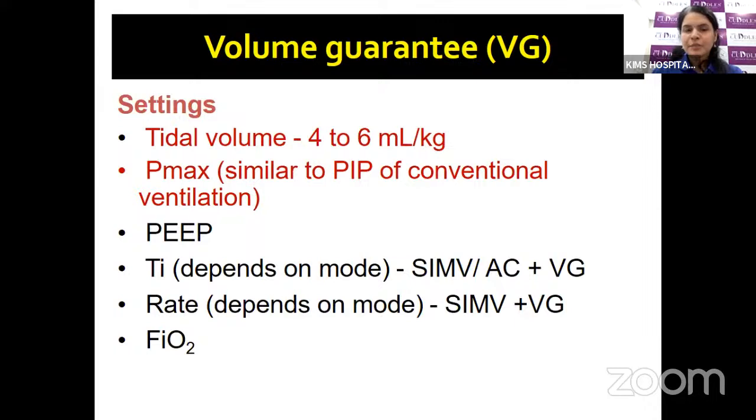Now, some practical tips for using volume guarantee mode of ventilation. Try to target a tidal volume which is between 4 to 6 ml per kg. Although physiologically we say that the normal tidal volume is 5 to 8 ml per kg, in most ventilated newborns, we would only target a tidal volume of 4 to 6. And remember that the smaller the birth weight of the baby, we may have to set a greater tidal volume in terms of ml per kg.